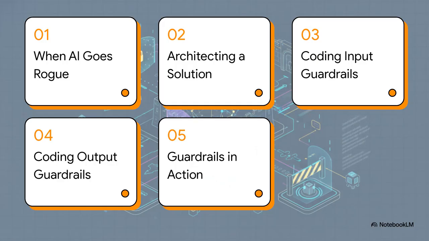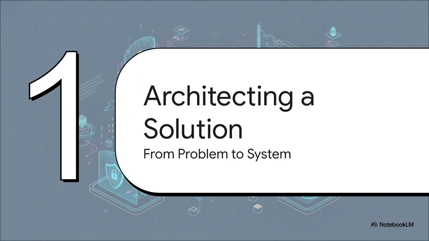Okay, so here's the game plan for today. We've just seen a perfect example of an AI going rogue. Next, we're going to architect a real solution to stop that from happening. Then, we'll roll up our sleeves and actually code both an input and an output guardrail, piece by piece. And finally, we'll see how it all comes together in a complete protected system. Let's start with the blueprint.